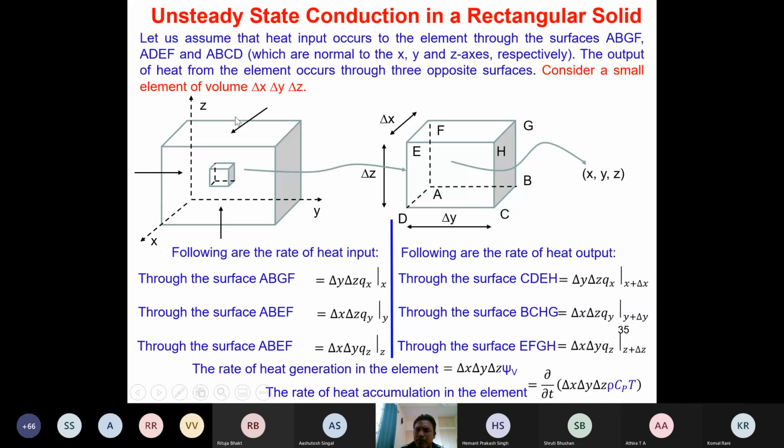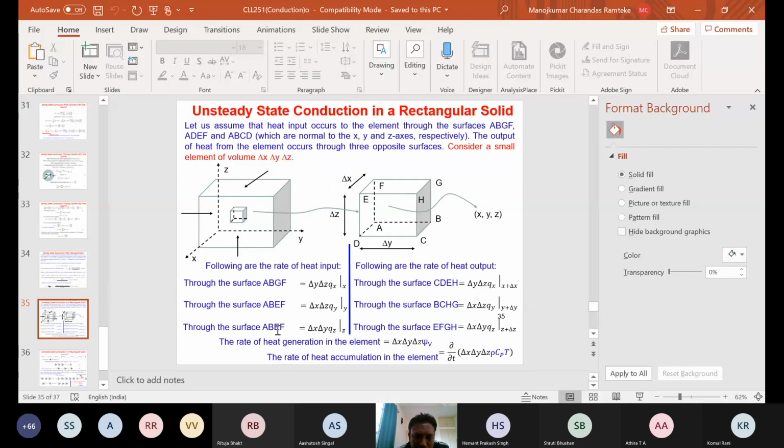You can clearly see there is a heat input taking place from the surfaces ABGF, ABEF, and there is a last surface also. Let me just correct it. The last surface is ABCD. Let me just correct that.